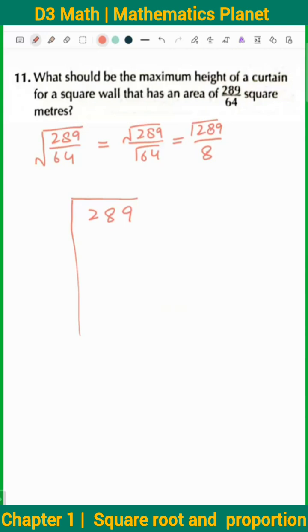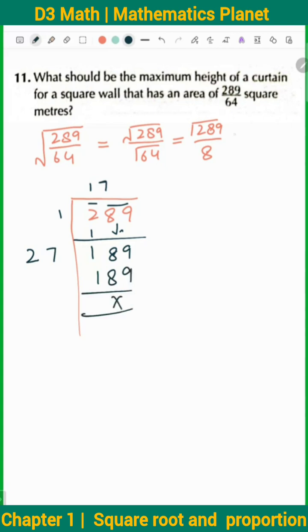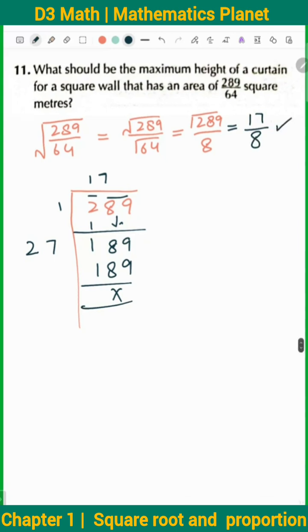Okay, let's try this. So 1 times 1 is 1. I got 1. I take the pair 89. So I got 1 plus 1, 2 over here. So what should I write over here? 7. 17 over 8. So the square root of 289/64 is 17 by 8. So our answer is 17 by 8, and obviously meters.